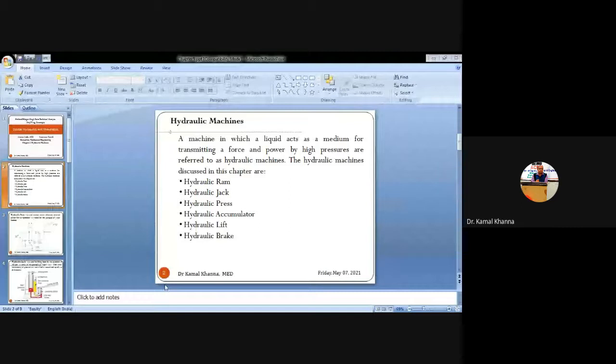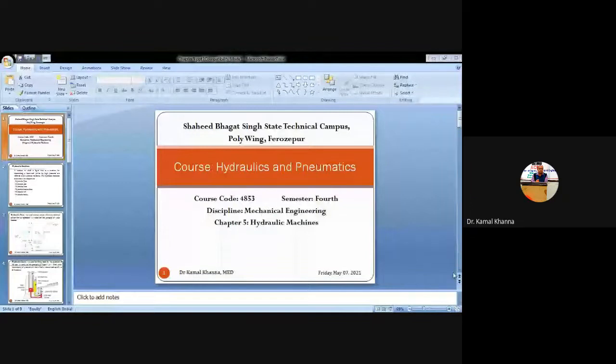So moving on to our next chapter, as per the syllabus of our course, the fifth chapter is hydraulic machines. So what are hydraulic machines? We had a little glimpse of them in the previous class. So what are hydraulic machines?